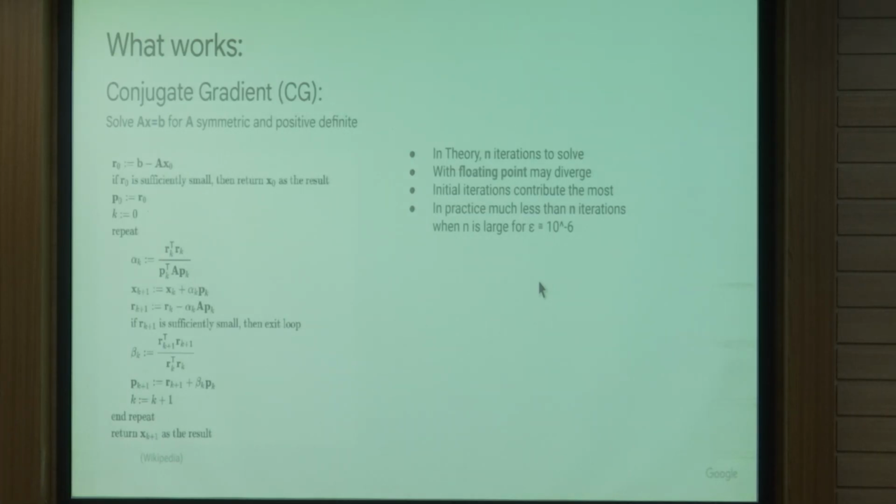And if you are careful enough and you are stubborn enough, you can get this to work fairly well to get relative errors of 10 to the minus 6 in far fewer iterations than the number of variables. But much fewer. It's really incredible.